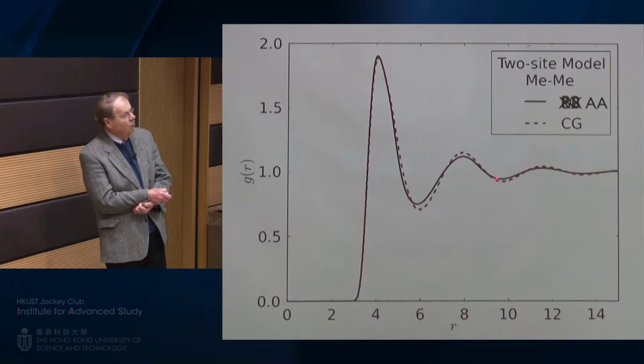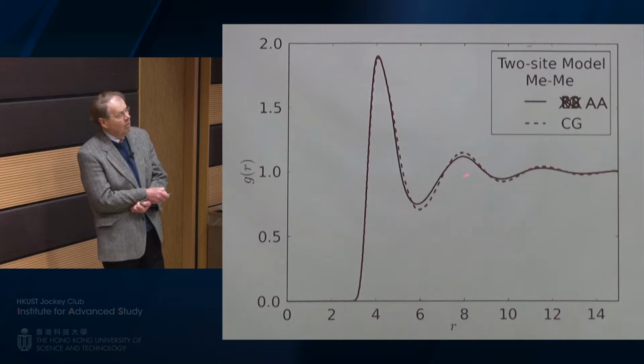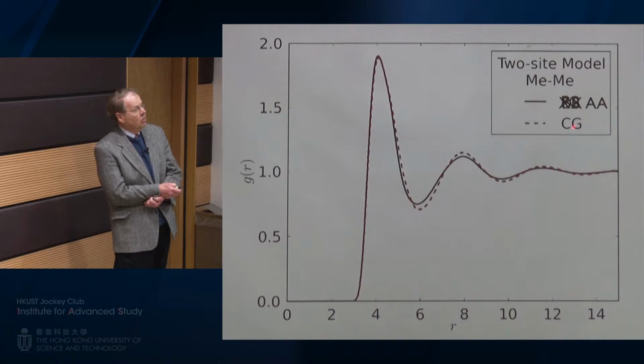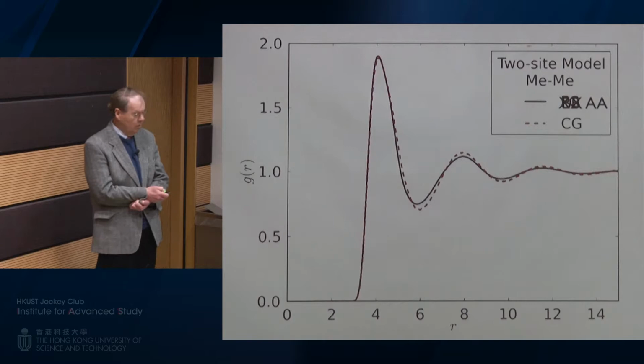You can see the agreement is not perfect, but the features are all qualitatively correct, and quantitatively they're not that bad. This is the kind of test you have to do. If these two curves were very different, then that would indicate that our coarse grain potential is not accurate enough. But this looks pretty good. But there are other things we could look at as well.